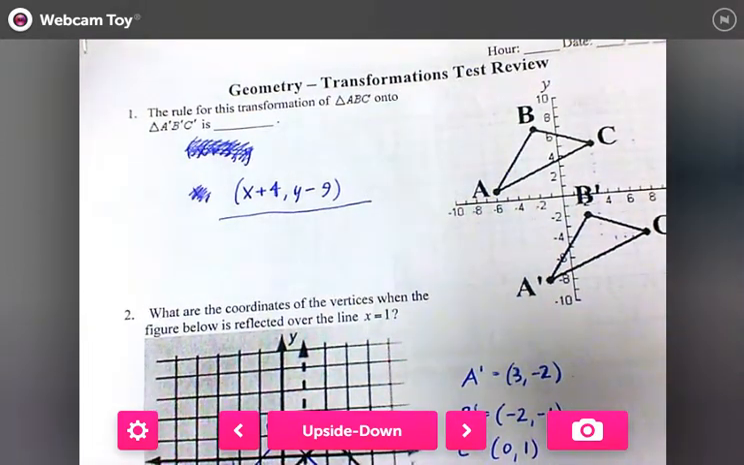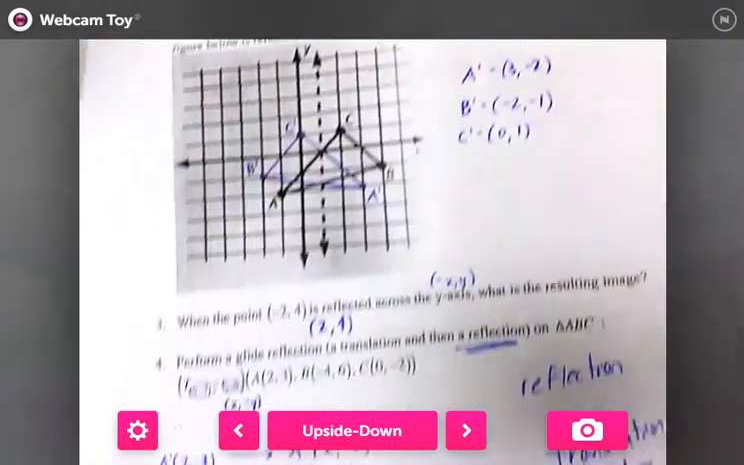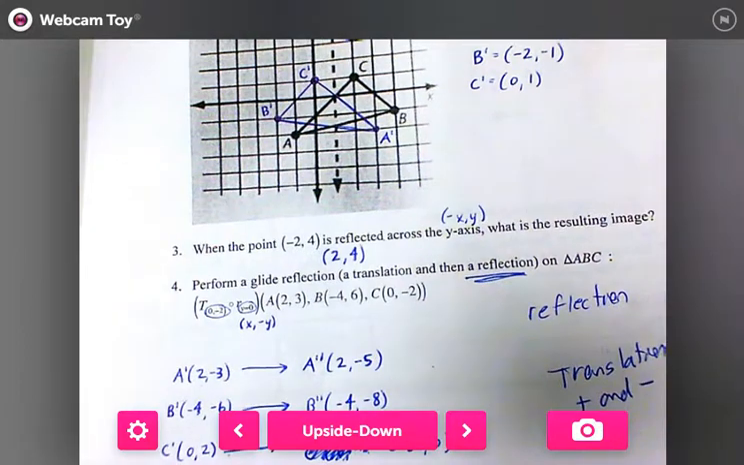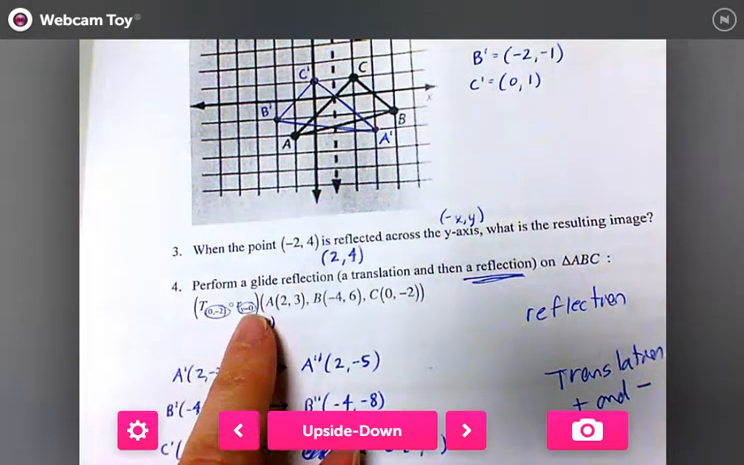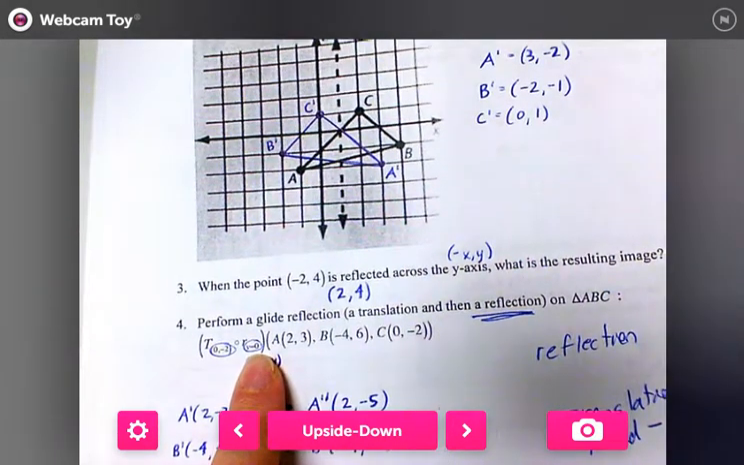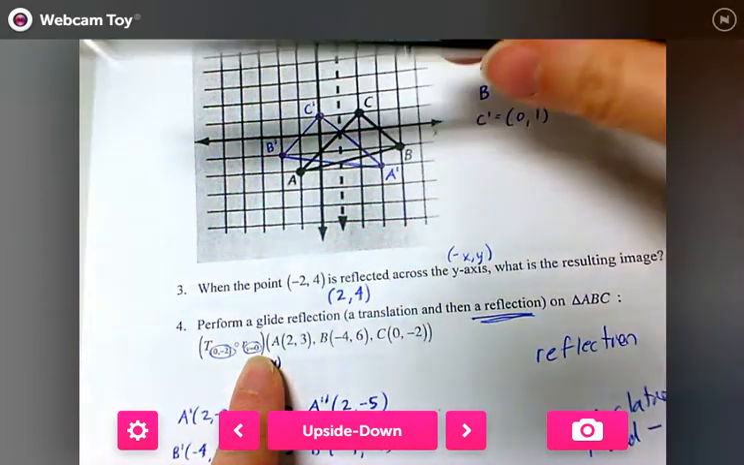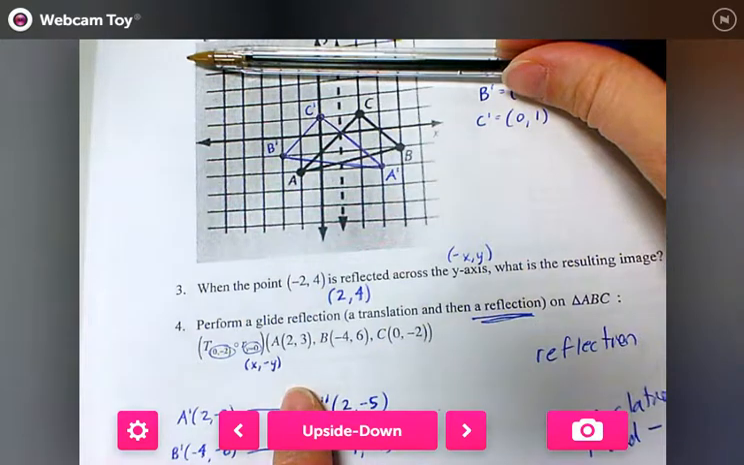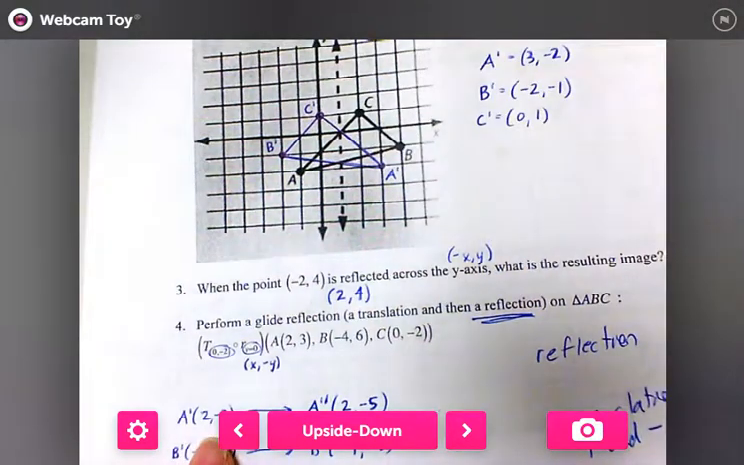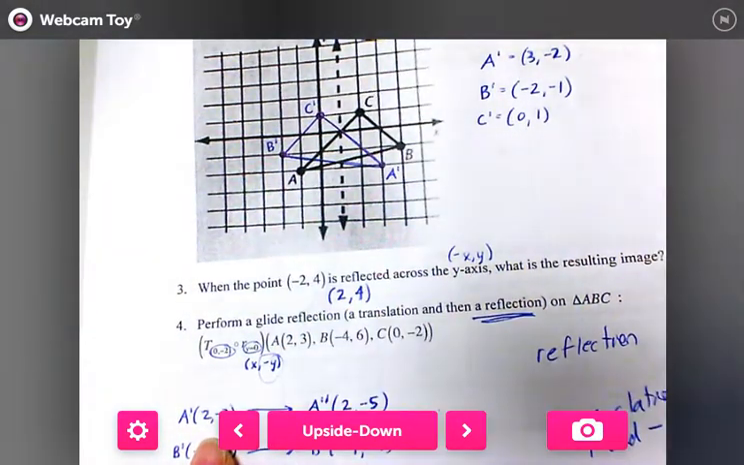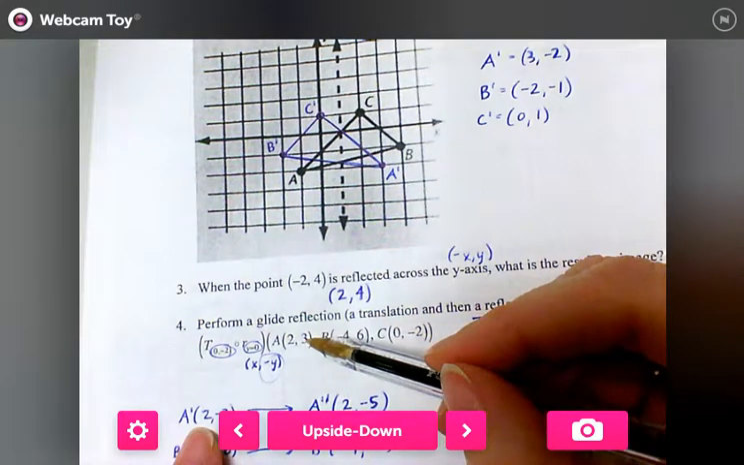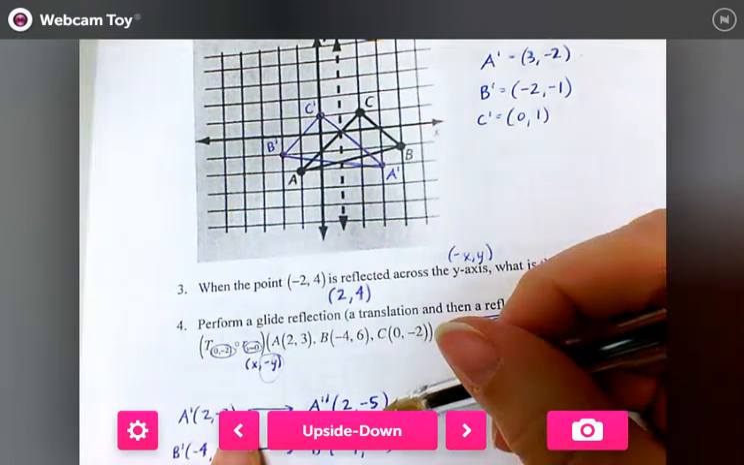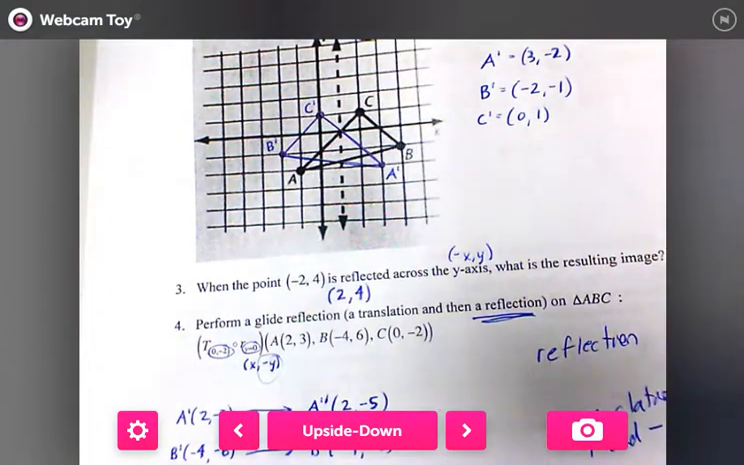Okay, so for the A primes and the A double primes, I came up with negative 2, 3. So when we reflect over y equals 0, that confuses a lot of people. So y equals 0 means the x-axis. And when we move something over the x-axis, the y changes, but the x doesn't. So, that just means the sign changes. So I went from 2, 3 to 2, negative 3. And then when I'm sliding 2 down, it's just again changing that y. Does that make sense? Okay.